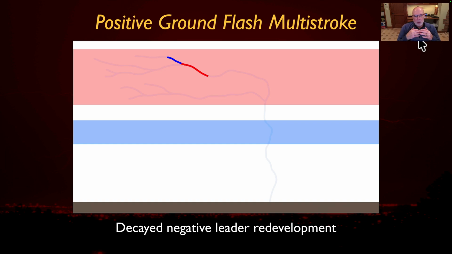Well, one idea is that you do get a negative branch that decays, and like we showed, that redevelopment occurs along a branch point or at the branch point, with the negative portion continuing on out the branch. The positive portion will continue downward as a dart leader, and if it reaches all the way to the ground, that would be a subsequent return stroke.